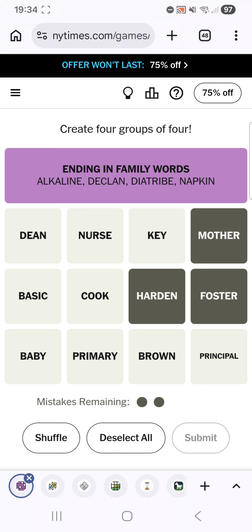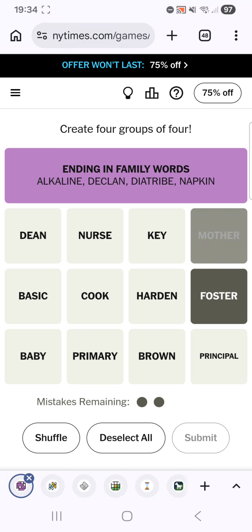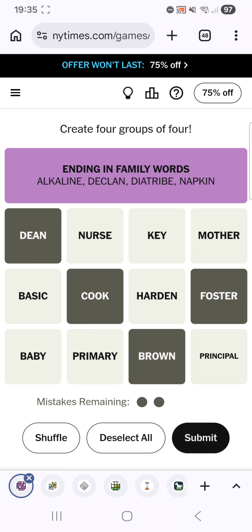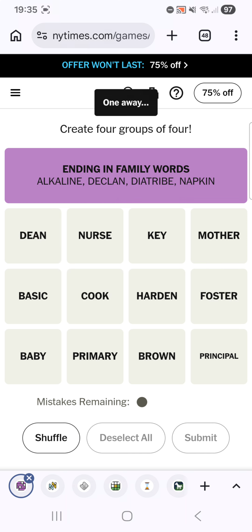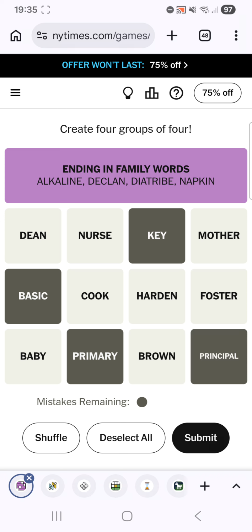What is Brown? How does Brown link to anything else? Could be a surname, I suppose. Foster, Cook, these could all be surnames, couldn't they? I wonder if that's worth a shot. That would leave baby, nurse, harden, and mother for the group I was just trying to do, and then basic, primary, key, and principal. But yeah, to be fair, those are all just synonyms of a main thing, aren't they? Yeah, so it's these 4. It's not those 4! How is it not those 4? It's got to be these 4, hasn't it?